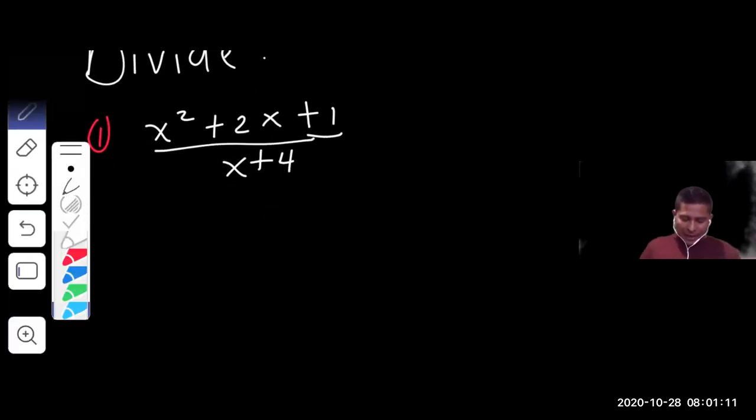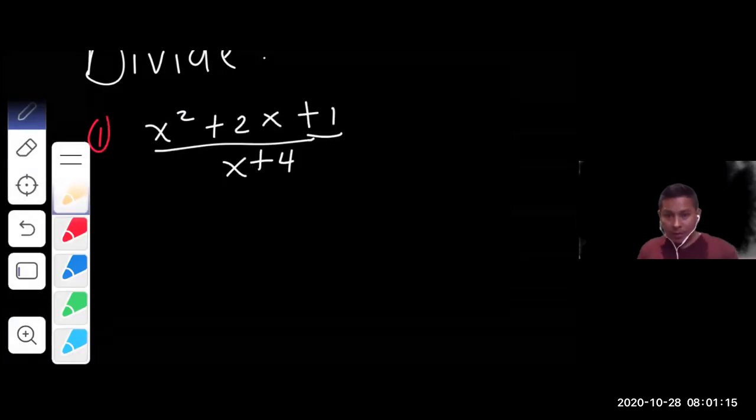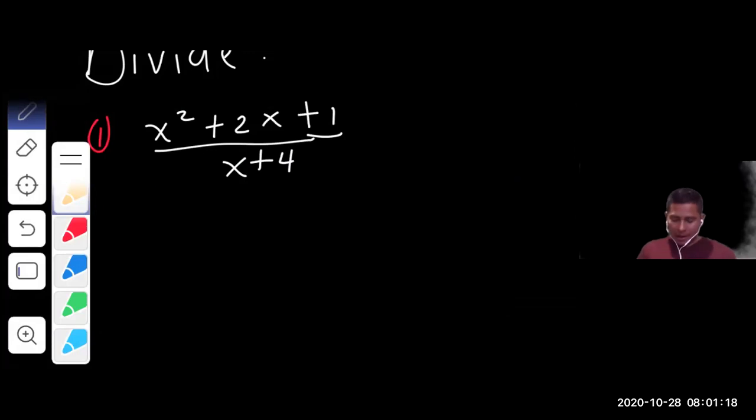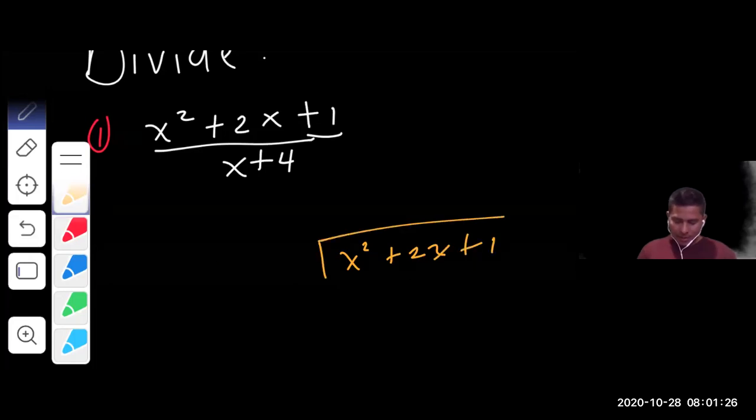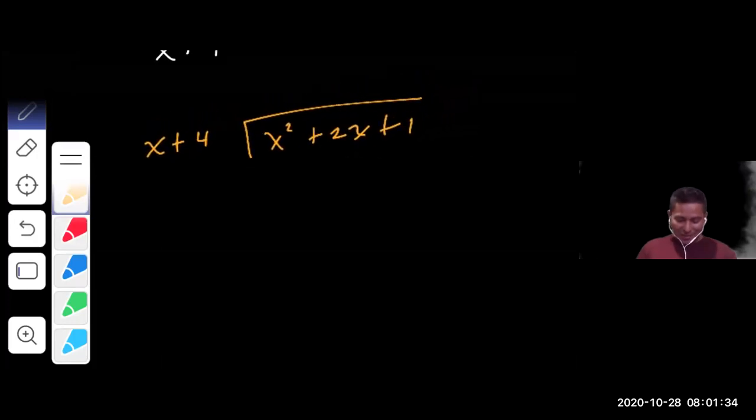First of all, let's rewrite this, guys. I'm gonna use a different color here. Am I recording? Yes, right. I'm going to rewrite this: x squared plus 2x plus 1, divided by x plus 4. Guys, how can we divide? Can someone remind me? Do you have an idea how to do that? Do you remember?